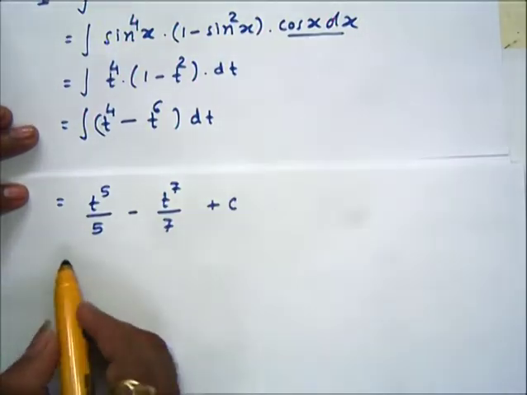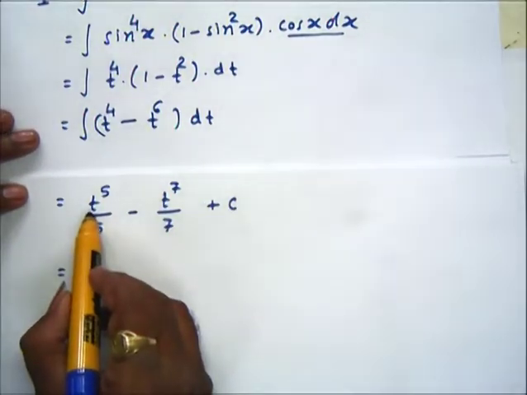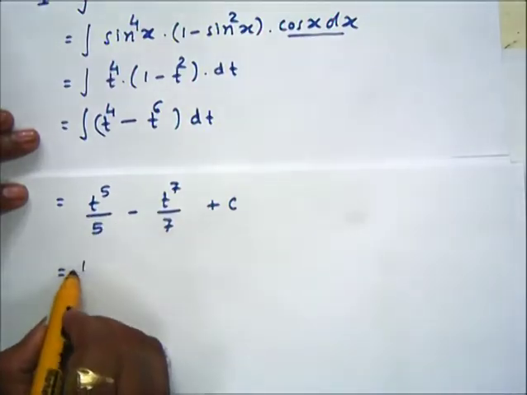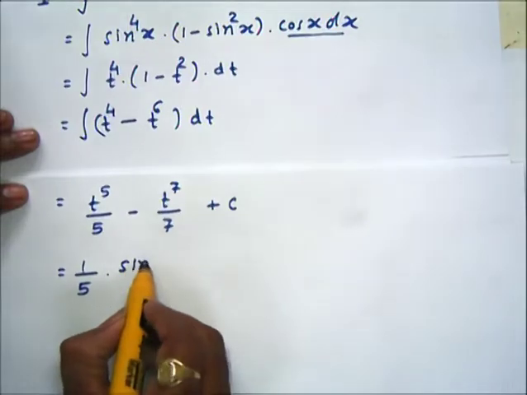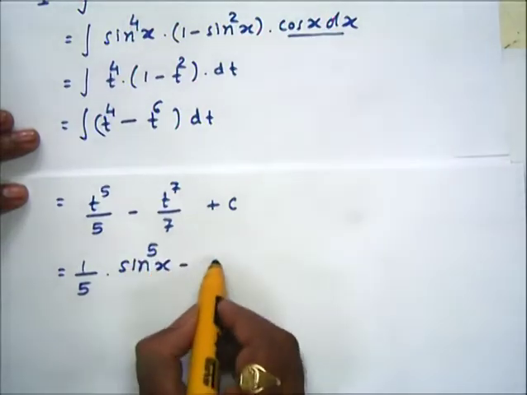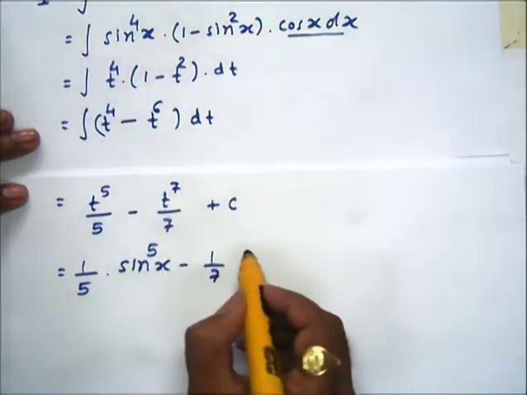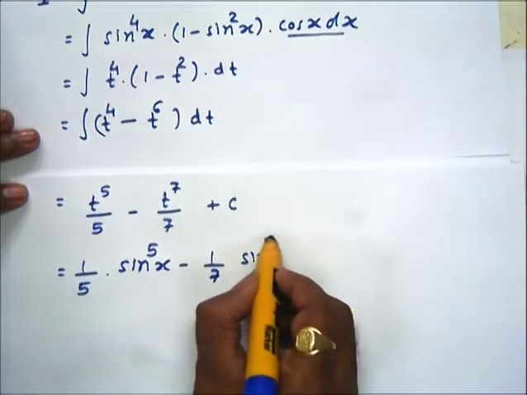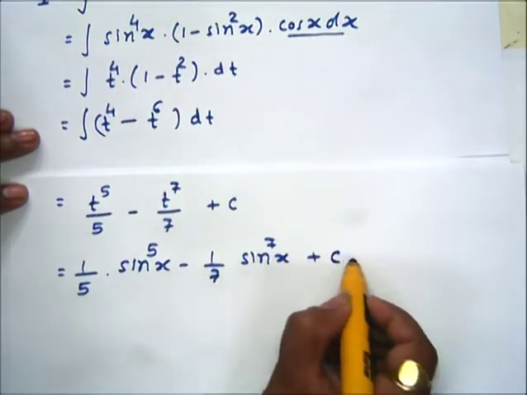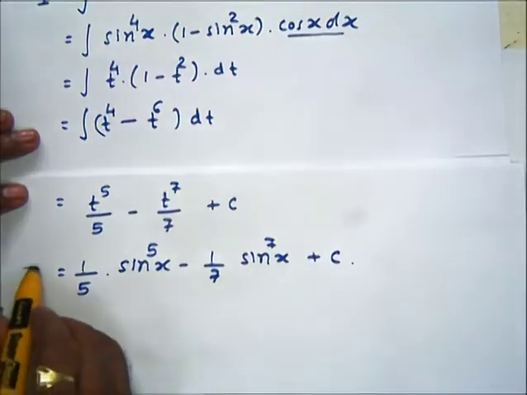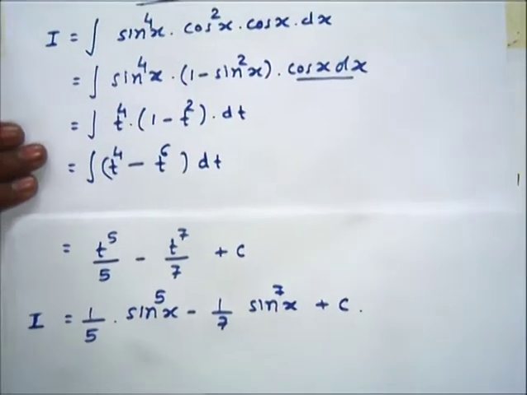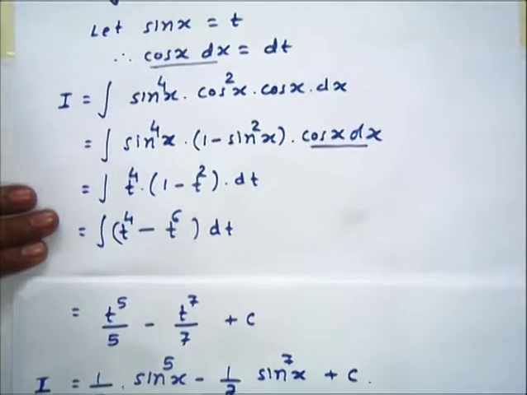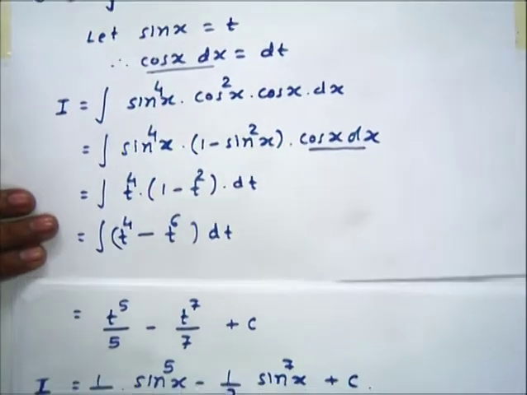Okay, now we have to substitute sin x in place of t. So the answer is 1 upon 5, t raised to 5 means sin raised to 5x, minus 1 upon 7, t raised to 7 means sin raised to 7x, plus c. So this is the integration answer. Okay, I think you all can understand how we integrate this.